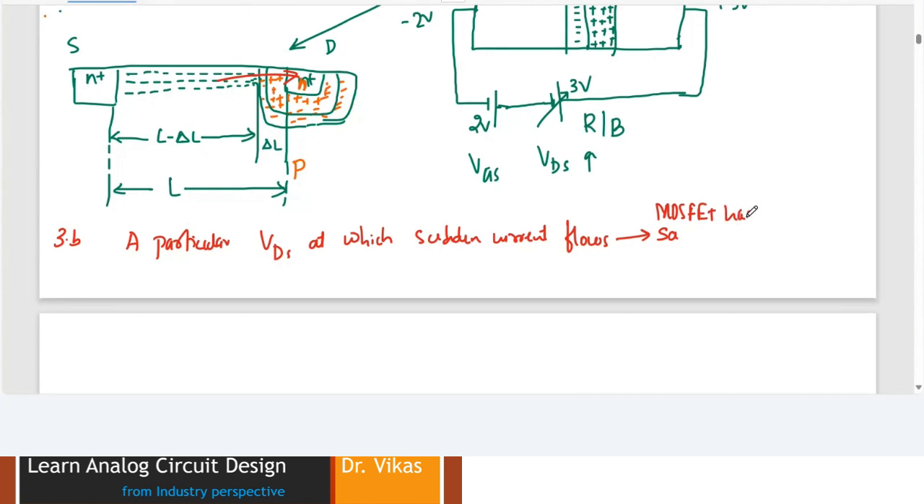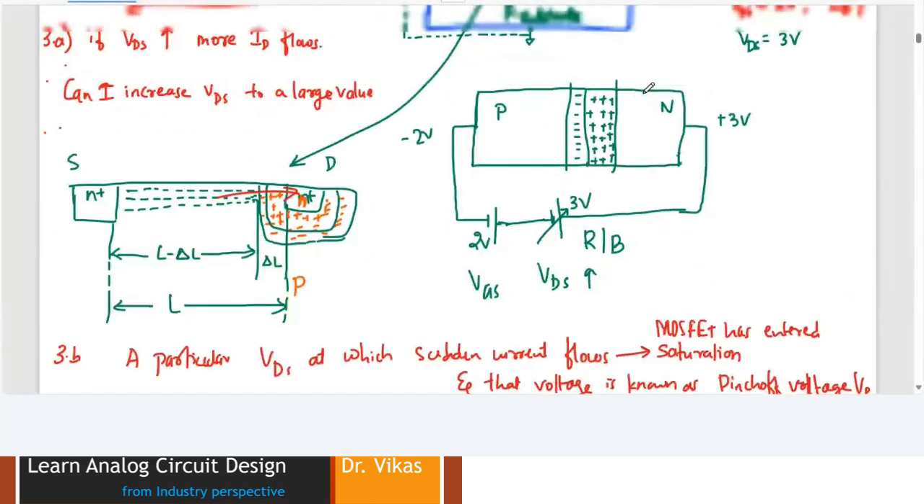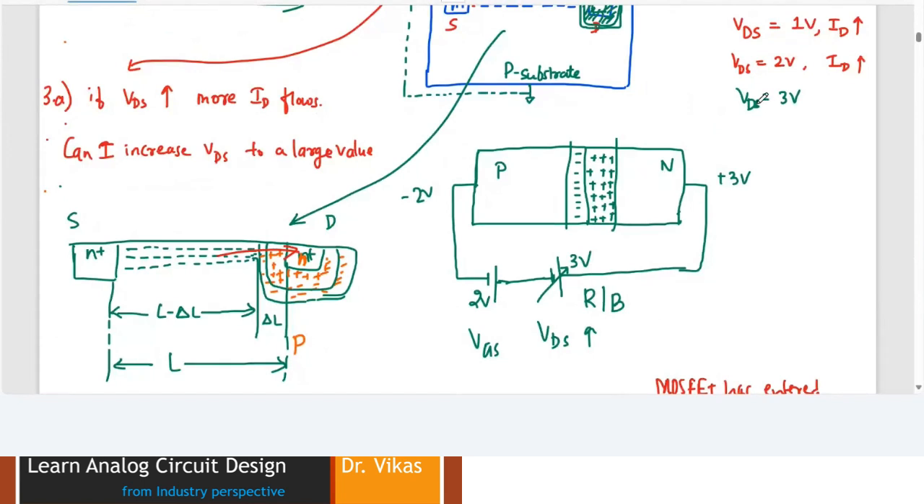MOSFET has entered saturation region, and that voltage is known as, any idea? It's known as pinch off voltage, Vp. So basically, when a sudden current happens, what we did here, we are assuming, let's say at VDS equal to 3 volt, this entire thing happened.